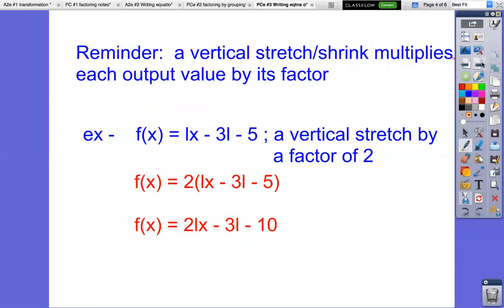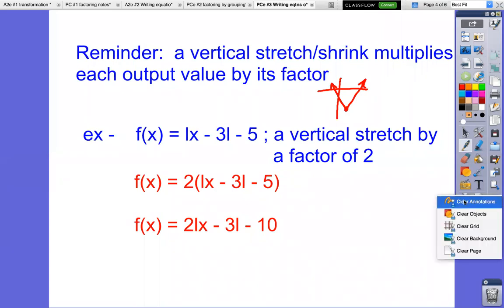All right. Now, one last time, and this is really just trying to hit this point home. So reminder, a vertical stretch or shrink multiplies each output by its factor. So for instance, I know that this moves it right 3 and down 5. You know already how to do this. So right 3, 1, 2, 3, down 5, and my A value is +1. So that's kind of what my original drawing looks like. I already know that. You guys know this. But I'm going to show you what really happens.